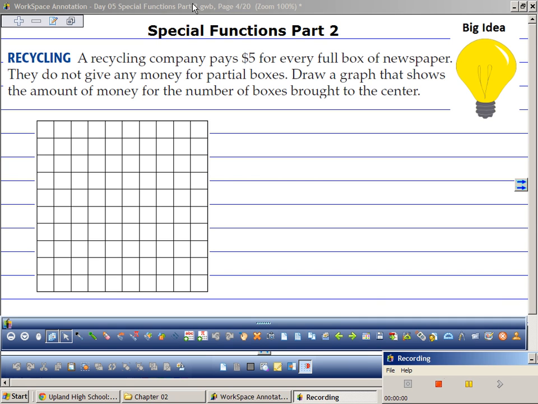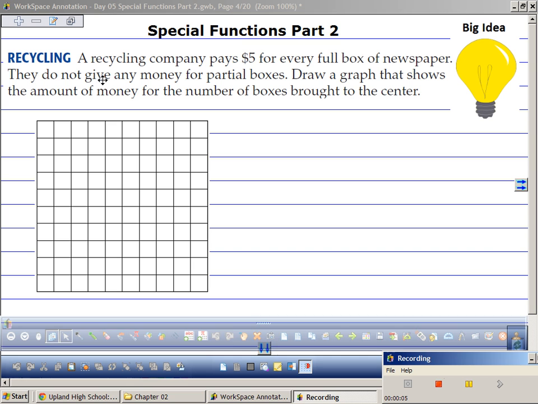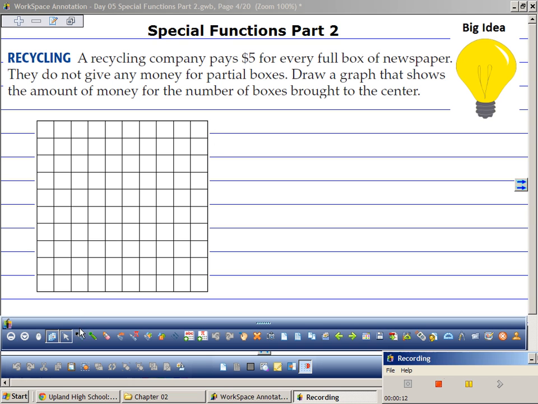So today we're talking about special functions part 2. Yesterday we talked about absolute value functions and constant functions. Today we're going to talk about step functions and piecewise functions.